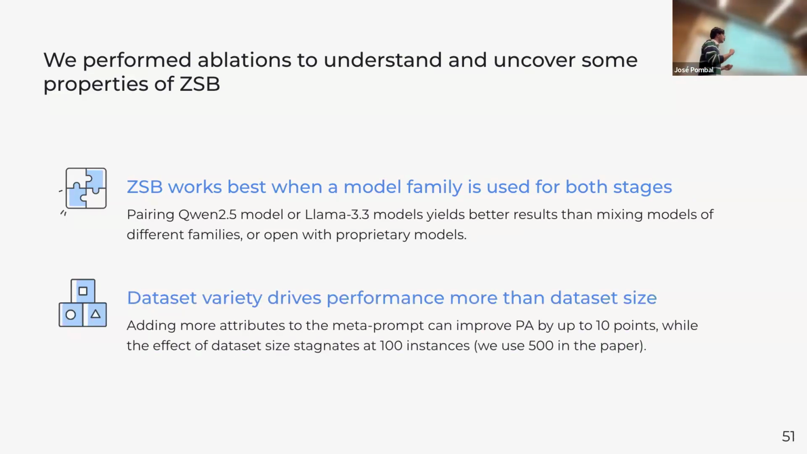And we find that the main driver of performance for a given benchmark, so the main driver of pairwise accuracy, is dataset variety, benchmark variety, and not size. So you can get away with reaching that. In our main experiments, each benchmark had 500 instances, but you could reach very similar pairwise accuracy values with just 100 instances, provided that your data generation meta prompt elicits enough variety on the dataset instances.